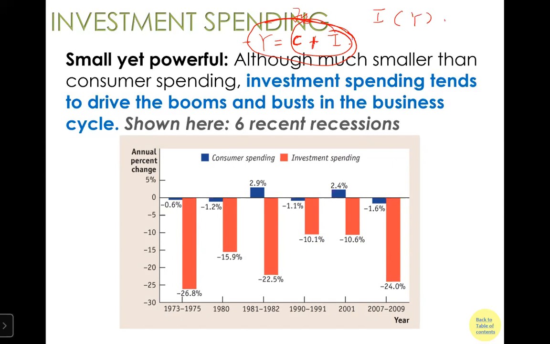Now look at here. This is from 1937 to 2009, and we look at 6 episodes of recession. Let's just look at the most recent one, 2007 to 2009. During the most recent recession, consumption and investment both decline. But you can see their change is quite significantly different, right? The decline in consumption is tiny, 1.6%, but the decline in investment spending is dramatic, 24%.